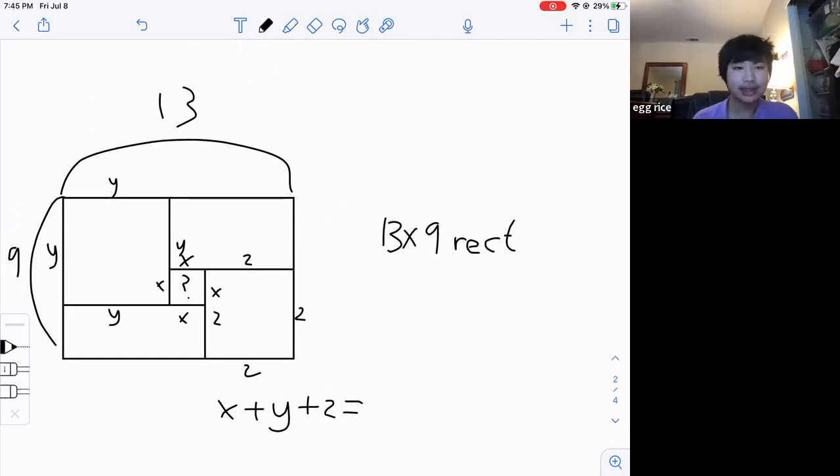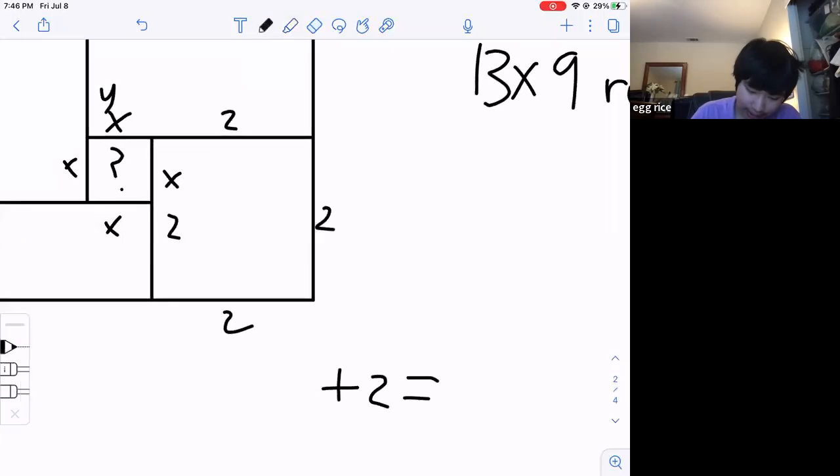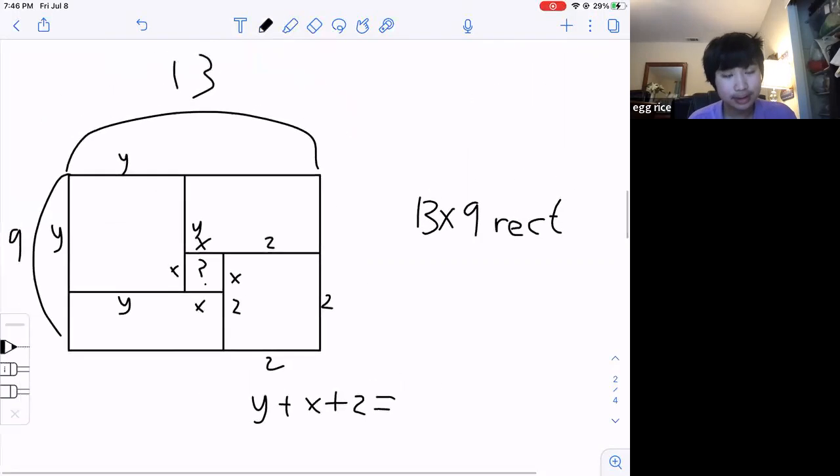Does anyone have an idea as to what x plus y plus z is? Or to better order it, what about y plus x plus z? Can anyone see what this is?